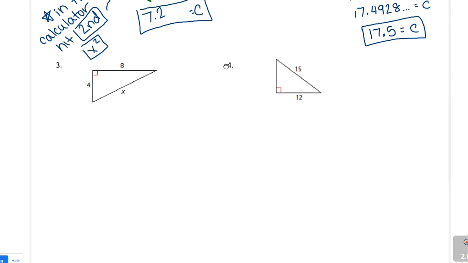Okay, let's continue on. The third one here, I want you to try this one by yourself, then come back and check your work once you are done.